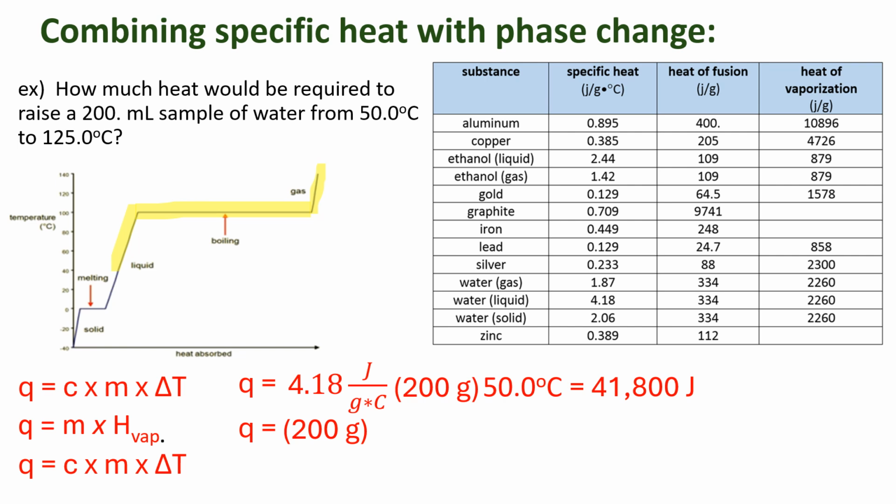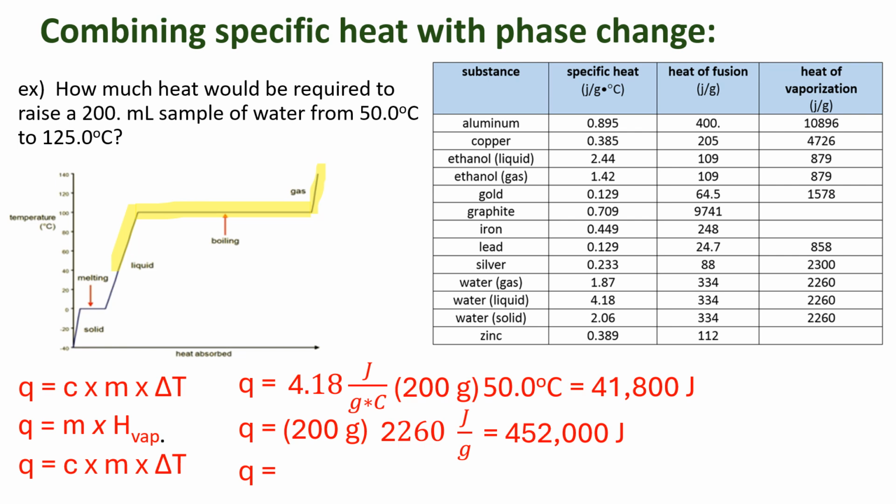Then we're going to tackle our mass times heat of vaporization. Again, our mass is 200 grams. Our heat of vaporization from the table is 2,260. And that gives me a pretty big amount, 452,000 joules. And then finally, we're going to do one more specific heat problem for the gas.